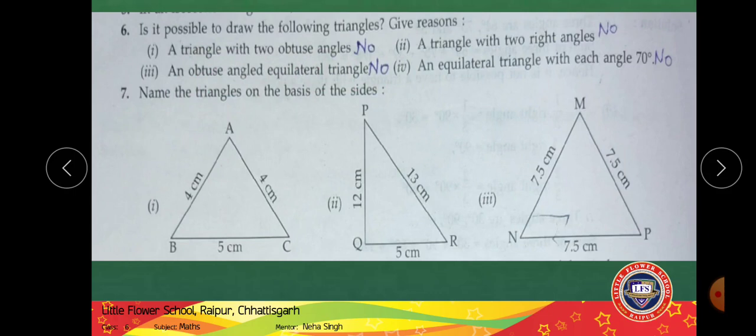An equilateral triangle with each angle 70 degree. Now if they are having 70 degree, 7 1s are 7, 7 2s are 14, 7 3s are 21, means thrice 70, if you are taking all the angles as 70 degree, the sum will be 210 degree. So is a 210 degree angle sum possible in a triangle? No. So this is also not possible.